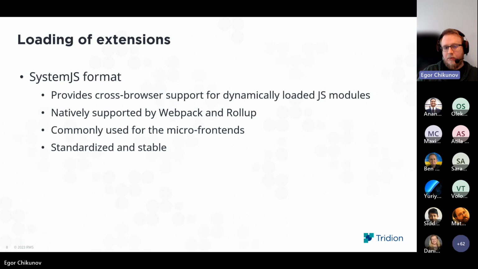It is natively supported by Webpack and Rollup. Those are the two most popular bundlers for front-end development, and both Webpack and Rollup natively can output libraries in System.js format. It is battle tested. It is commonly used for micro frontends at the moment, and if you look at it from some point of view, what extensions do is very similar to what micro frontends do. It is a standardized format and it is quite stable. It exists for, I think, over 10 years already.